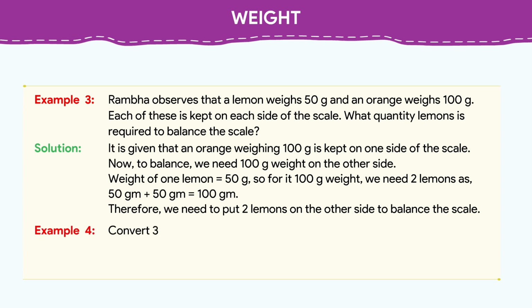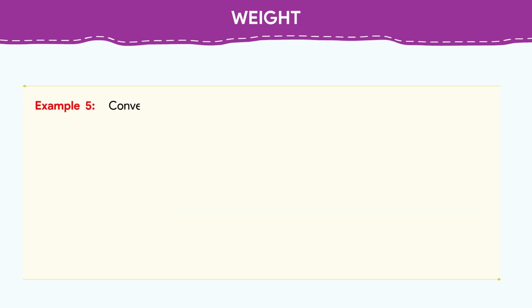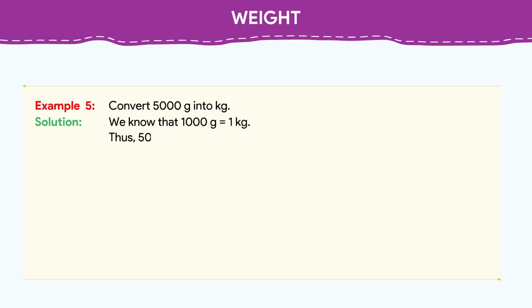Example 4. Convert 3 kilograms into g. Solution. We know that 1 kilogram is equal to 1000 g. Thus, 3 kilograms is equal to 3 times 1000 g is equal to 3000 g. Example 5. Convert 5000 g into kg. Solution. We know that 1000 g is equal to 1 kilogram. Thus, 5000 g is equal to 5000 divided by 1000 kilograms equals 5 kilograms.